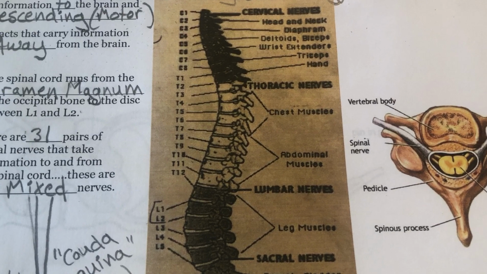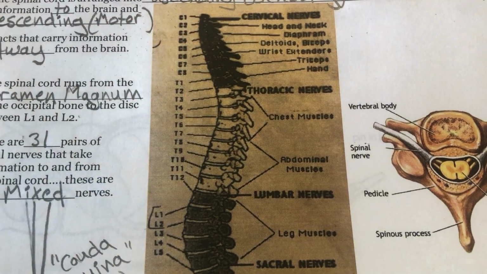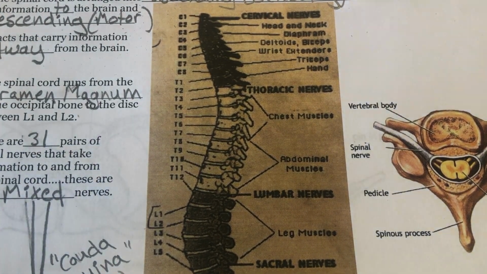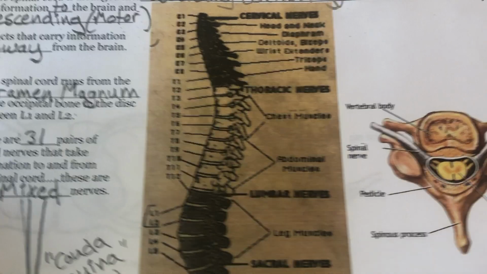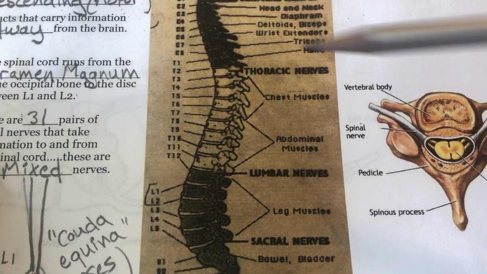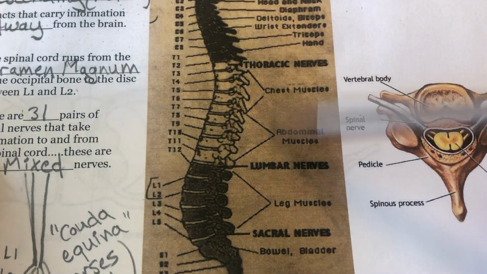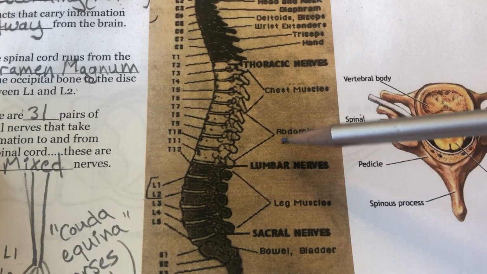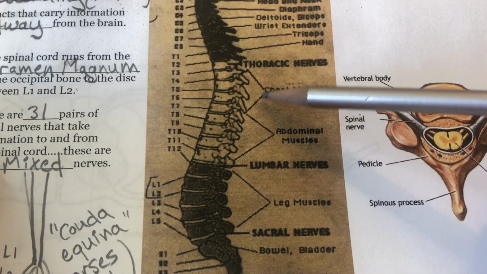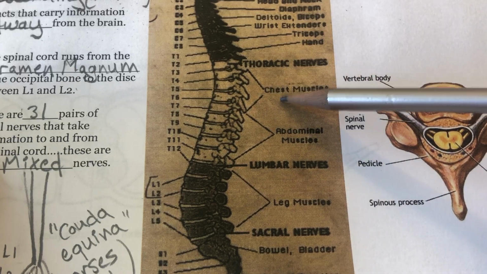And I believe this is for protection. I think this is a good adaptation. Down here you have your thoracic nerves, chest muscles and abdominal muscles. Those are important. Chest muscles will help you breathe too, but that's your intercostals, not your diaphragm.